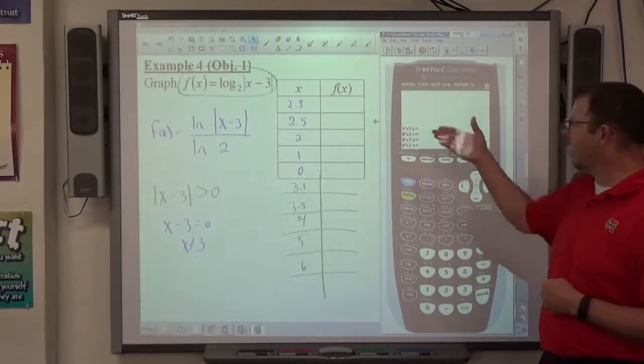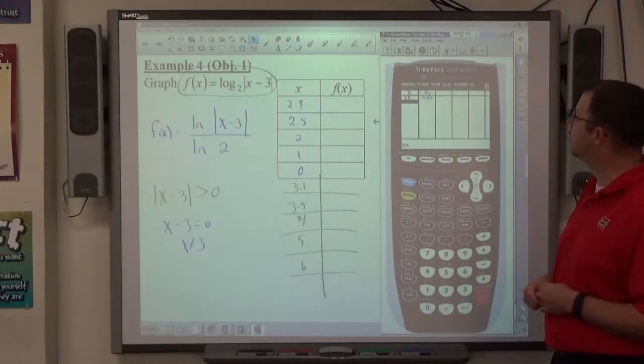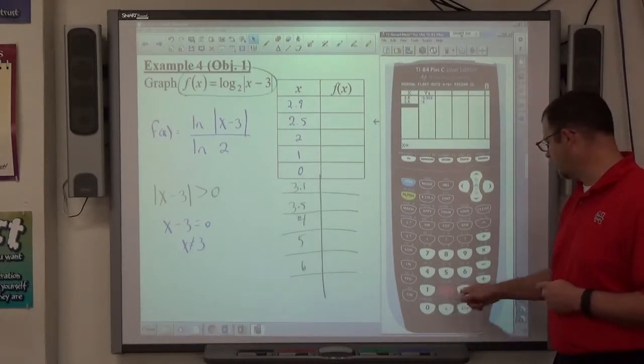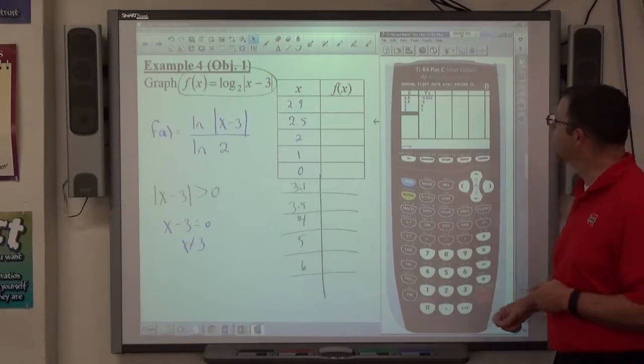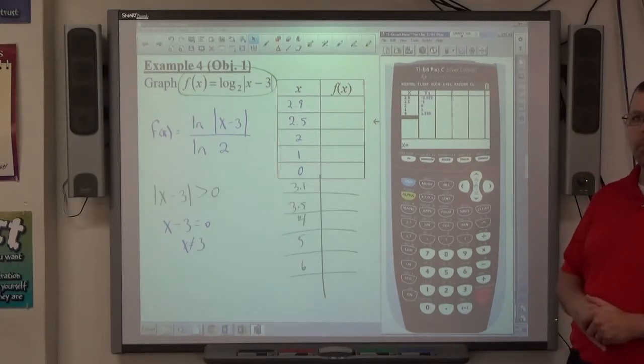I go to my table. I've got a bunch of x's I want to evaluate. So 2.9 gets me something. Negative 3.322. 2.5 gets me something. Negative 1. 2 gets me something. 1 gets me something. 0 gets me something. 0, 1, and 1.585. We can't do log of 0, so why in the world can I put 0 in?